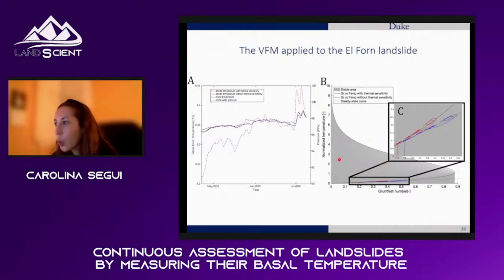But when we plot it into our phase space, normalized pressure versus normalized temperature, or external loading to shear band temperature, what we see is that the red one, with thermal sensitivity, follows the lower branch of our steady state curve, and the blue one, without thermal sensitivity, is not following the steady state curve. Also, if we extrapolate the behavior, we see that it's unconditionally stable, meaning that if we don't take into account thermal sensitivity, the landslide would never collapse, which is impossible. Therefore, here we prove that the thermal sensitivity is necessary.